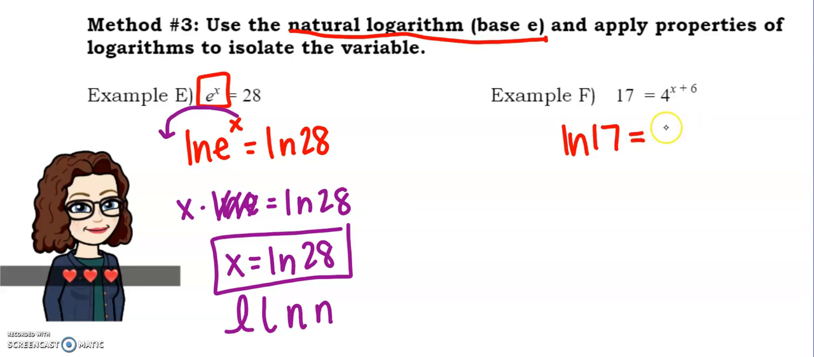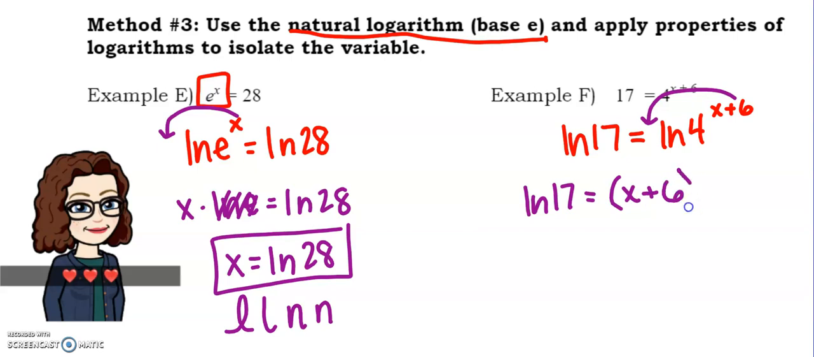We get the natural log of 17 equals the natural log of 4 to the x plus 6. Just like the other one, I'm going to swing the x plus 6 down in front. But now this time the natural log of 4 will not go away like the natural log of e did. So now I want to use what I know about solving. I want to get this x all by itself, and I've got this multiplication stuck here. So to undo multiplication, I'm just going to divide by the natural log of 4.